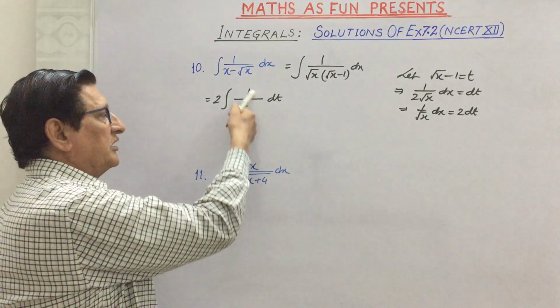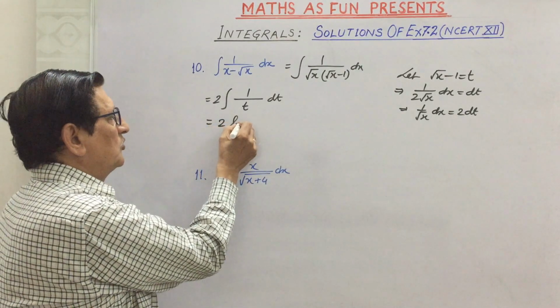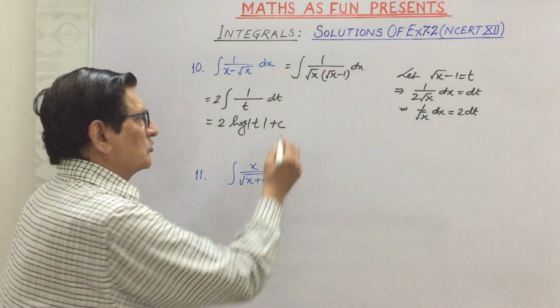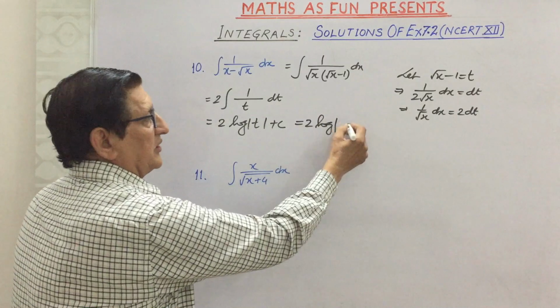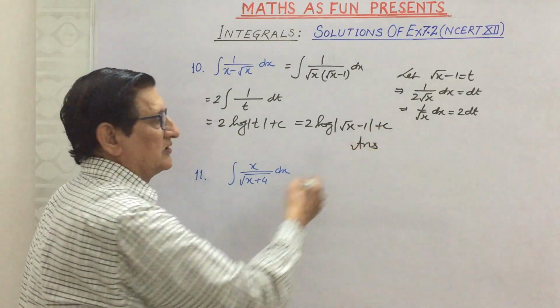We know the integral of 1 upon t is log t, so this becomes 2 log of t plus c. Substituting the value of t here, we get 2 log of t, that means root of x minus 1, plus c. This is the answer.